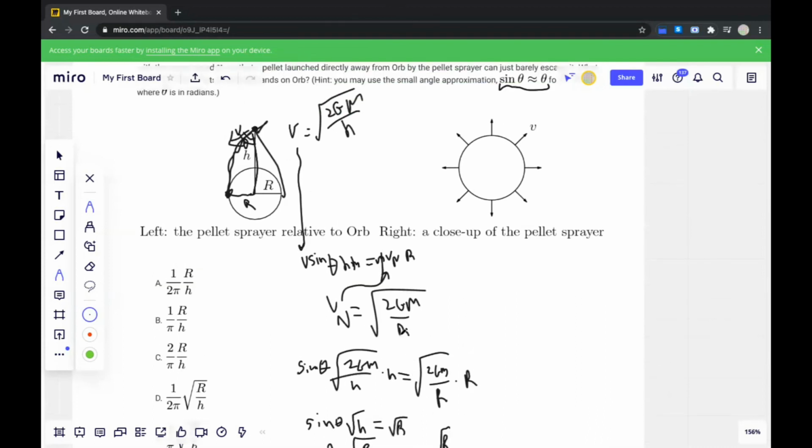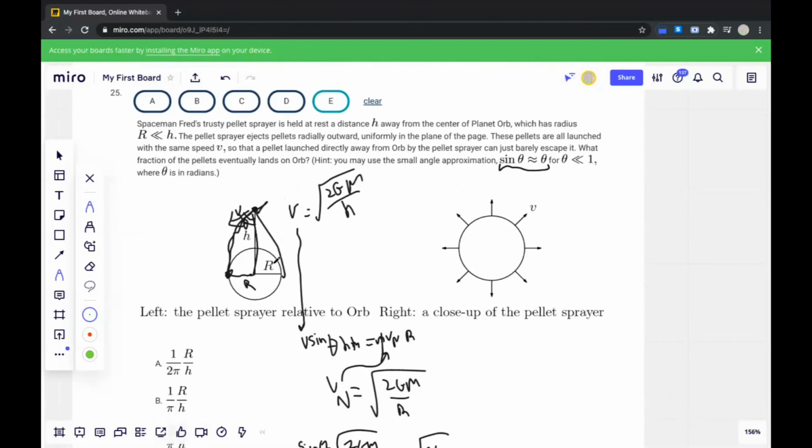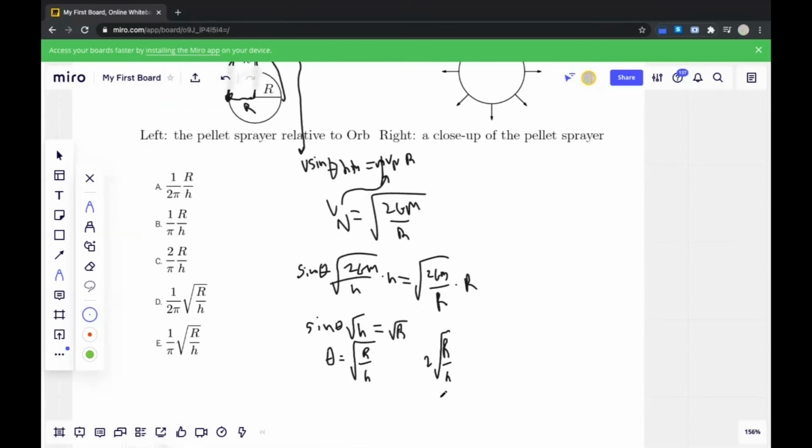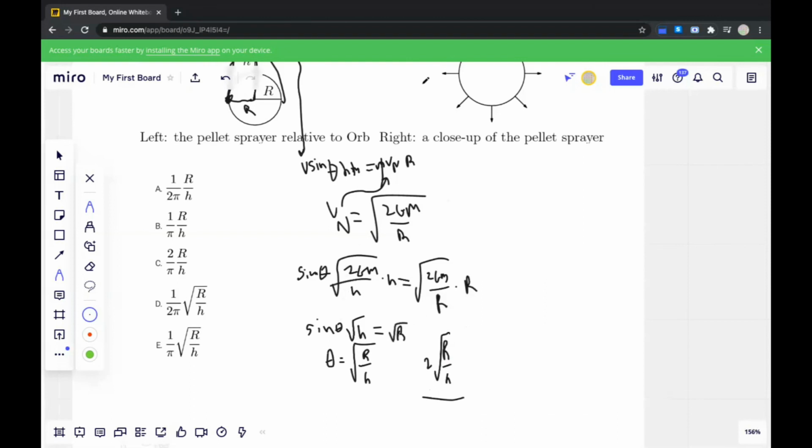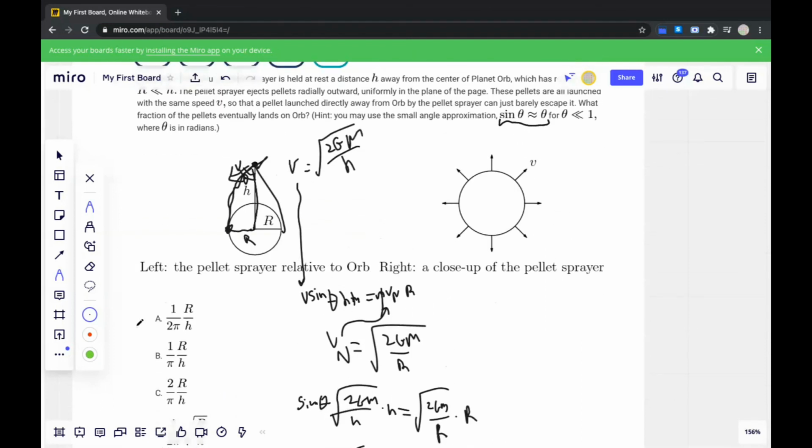And we want to find what fraction of pellets eventually land on orb. So we want to find this range of angles all over the total angle in radians, which is 2 pi. And if we simplify, we get 1 over pi times square root of r over h, which is E. So our answer is E.